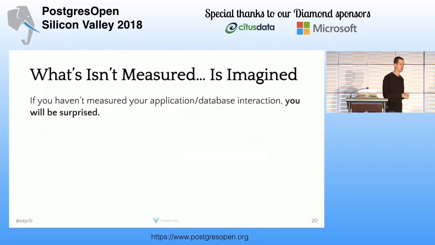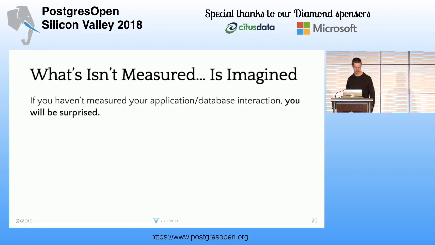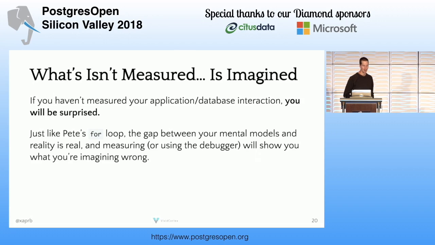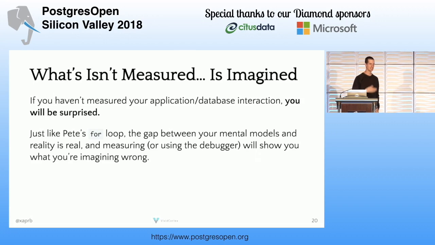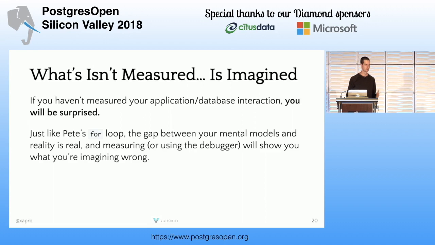So anything that you don't measure is something that you're imagining, and that's what your mental models are. And when you measure that workload, when you measure the application to database interaction, you're guaranteed to be surprised. Guaranteed. Every time. It does not fail. It always happens. So just like Pete, that difference is there and it's real. And when you get a debugger on it, or when you get that quarterly review with the salesperson, or you get Vivid Cortex and you look at what your queries are doing, or whatever, you're going to find that you didn't know something.